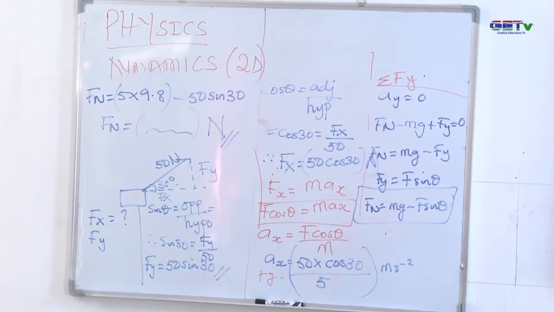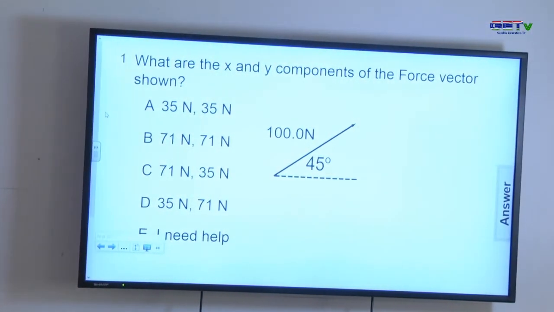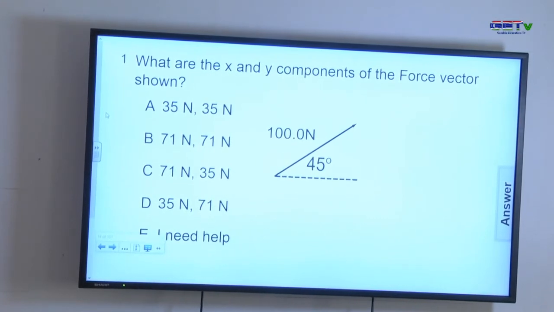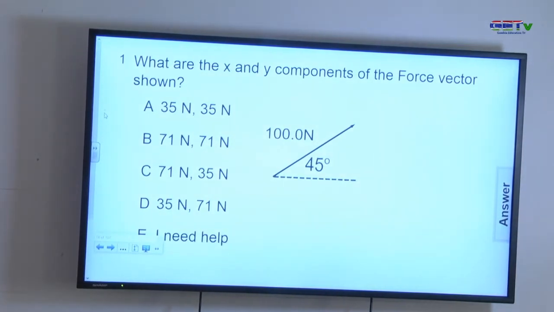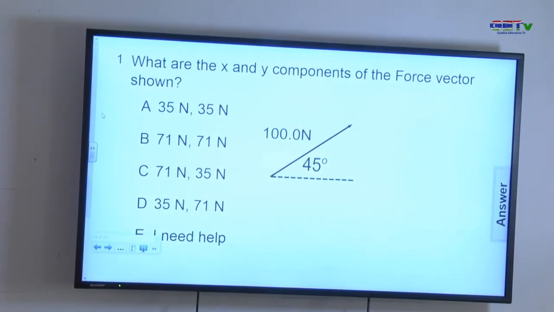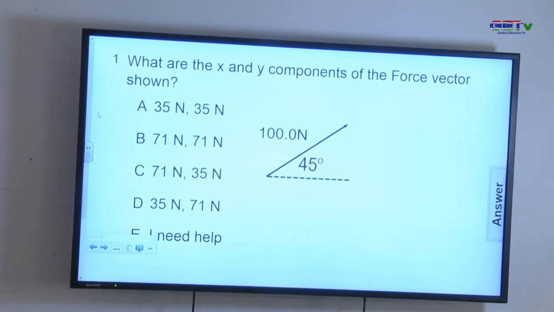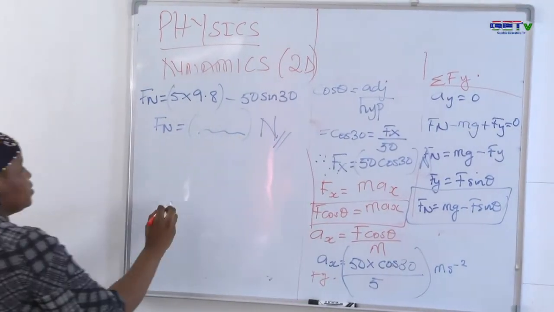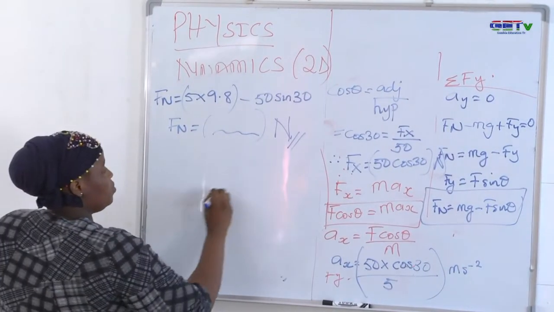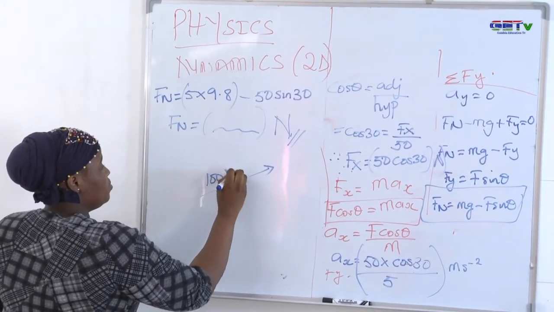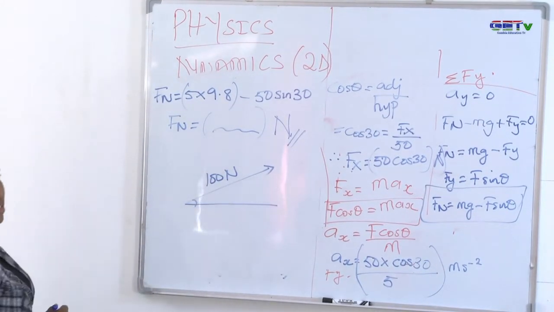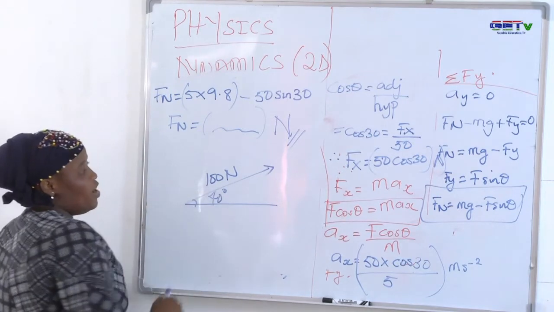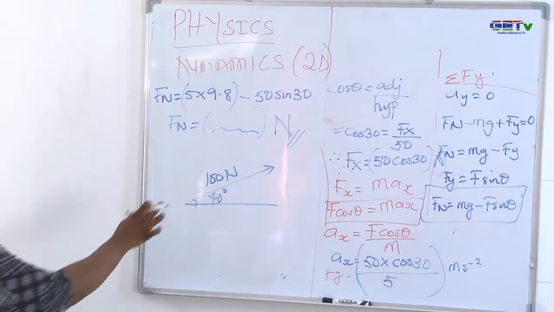Now there's a problem given on the board. We are told that a force of magnitude 100 Newton acts on an object at an angle of 45 degrees. The question says we calculate the components of x and y. We're going to apply the same explanation I gave. You're given the magnitude of the force, which is 100 Newton, and the angle it makes with the horizontal is 45 degrees. You have to identify your x and y components. This is the magnitude of the force.